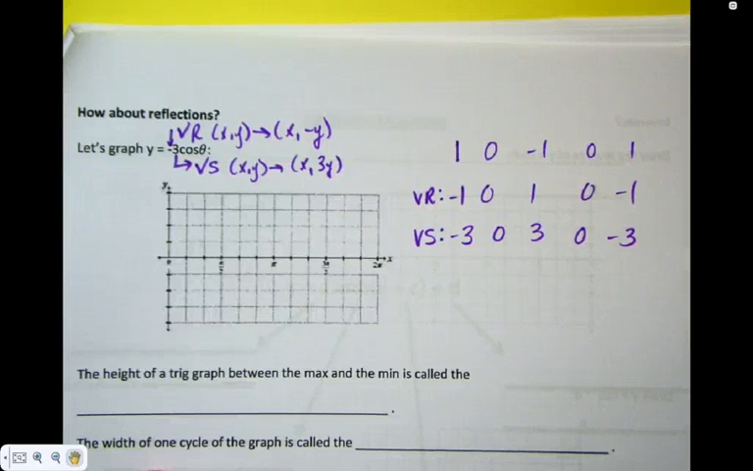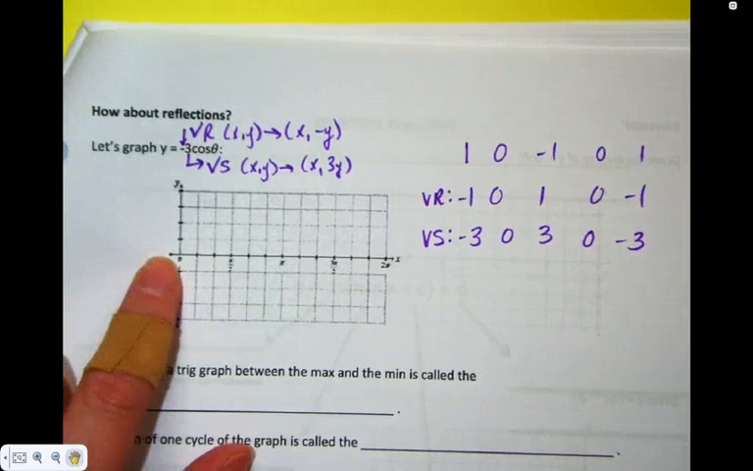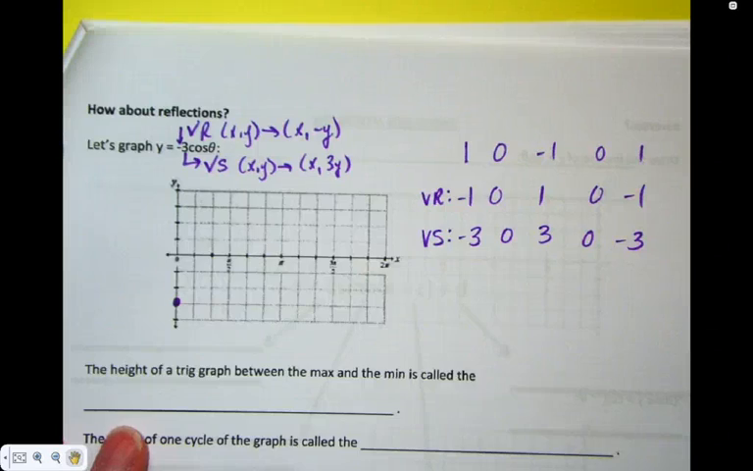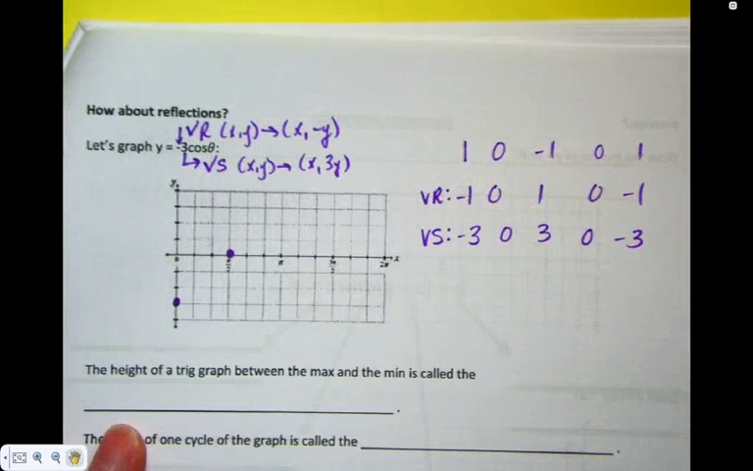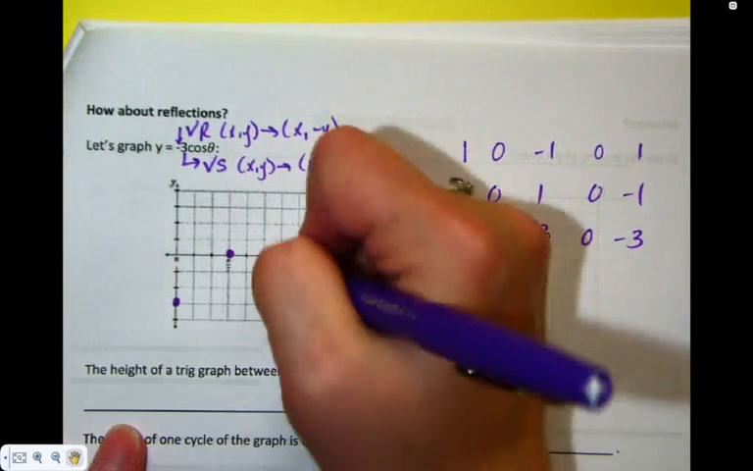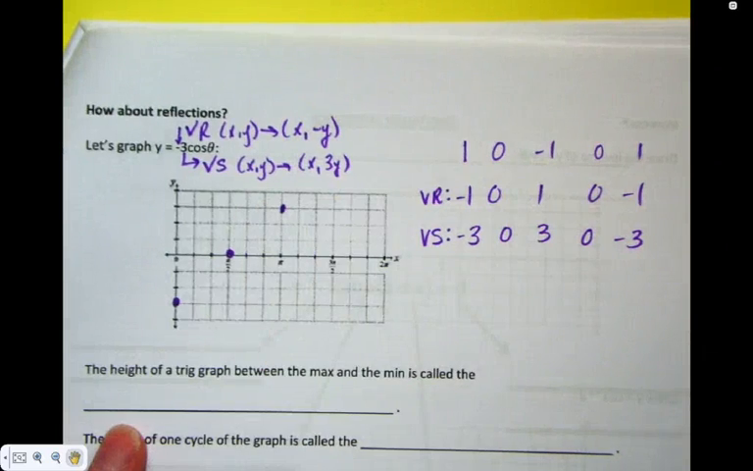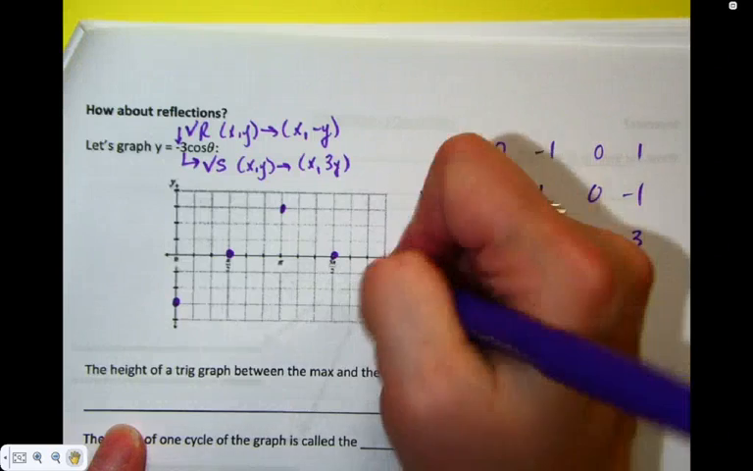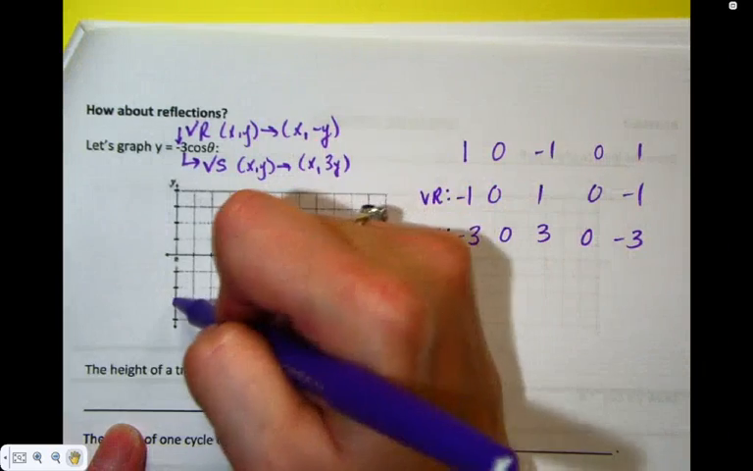Okay, just checking. So now my first point isn't 0, it goes down to negative 3. My pi on 2 is going to stay at 0. Pi is going to go up to 3. Pi on 2 stays at 0. And 2 pi goes down to negative 3.